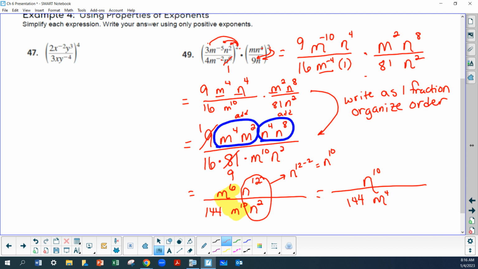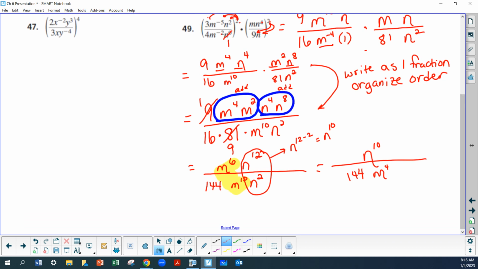That made it a top value. Whereas the m's, let me just tell you what we did on that again. We took m to the 6 minus 10, which gave us m to the negative 4. That tells me it belongs in the bottom. And as you can see, there were more m's. We had m to the 10th power. More m's in the bottom. They're going to remain then in the bottom.